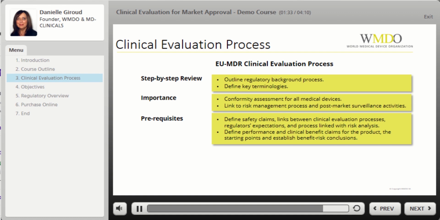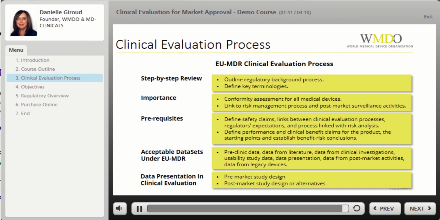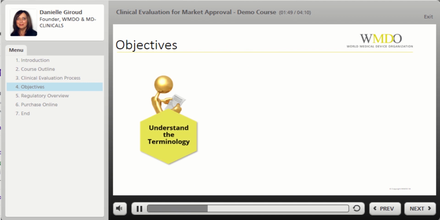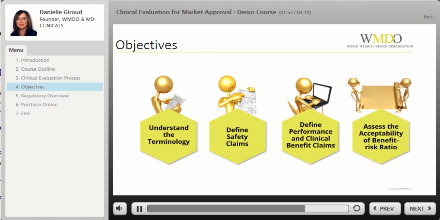Importance of design freeze. Next, we will explain what kind of datasets are acceptable under EU MDR and how to present them in your clinical evaluation. The objectives of this part are to understand the terminology, define the safety claims, define performance and clinical benefit claims, and assess the acceptability of the benefit-risk ratio.